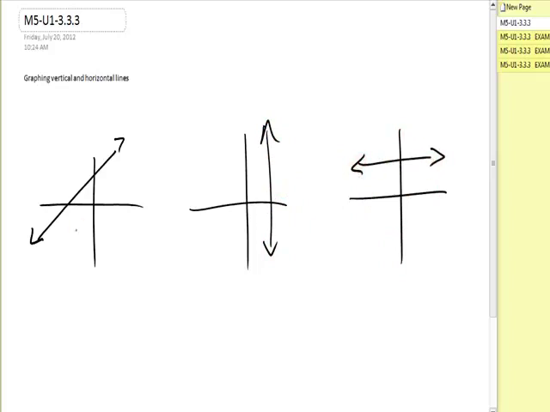The slanted lines always involve both an X and a Y, and usually are in the format Y equals something times X plus or minus something. Later in another lesson, we'll talk about why I chose to use letters M and B. All vertical lines that cut through the X-axis are in the form X is equal to some number. All horizontal lines that cut through the Y-axis are always of the form Y equals some number. It's important that you recognize those three types of lines.